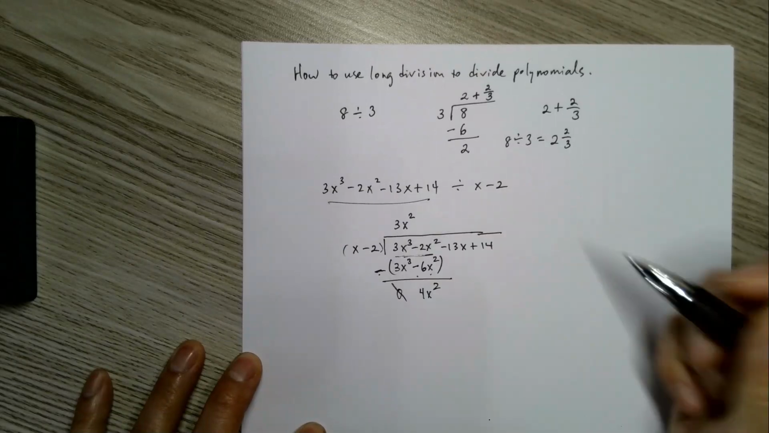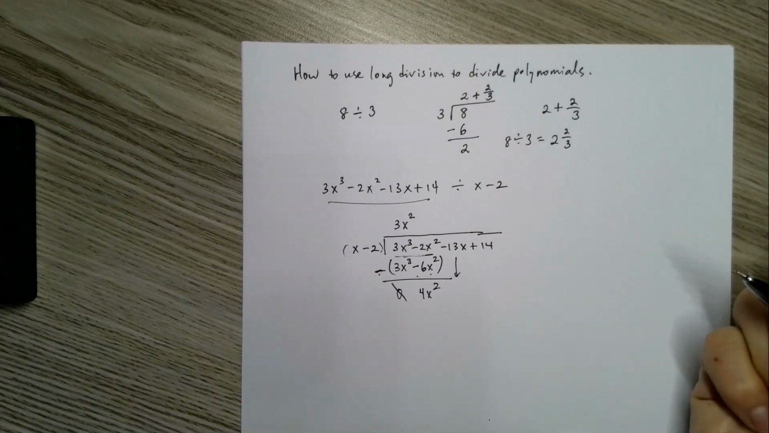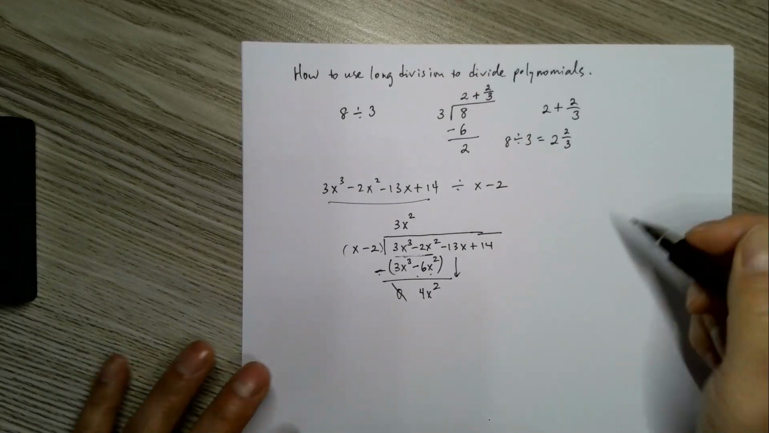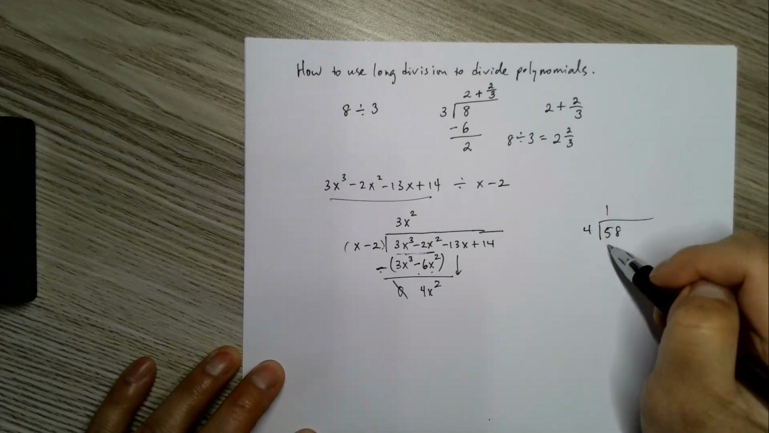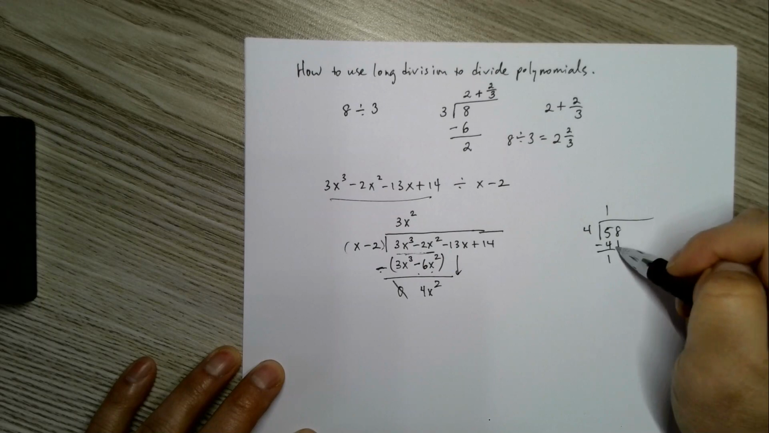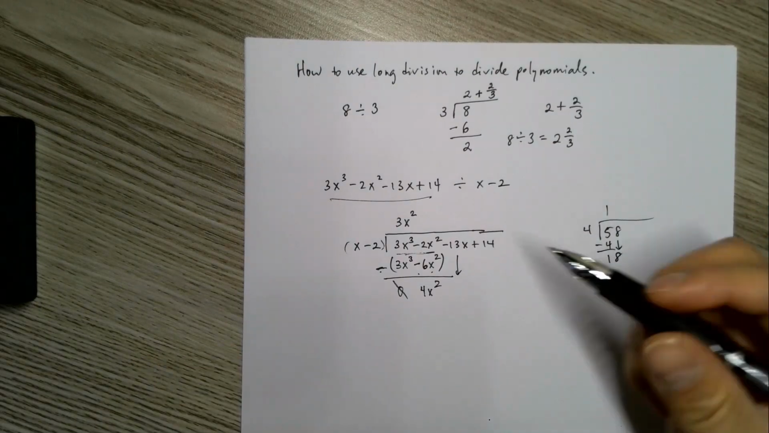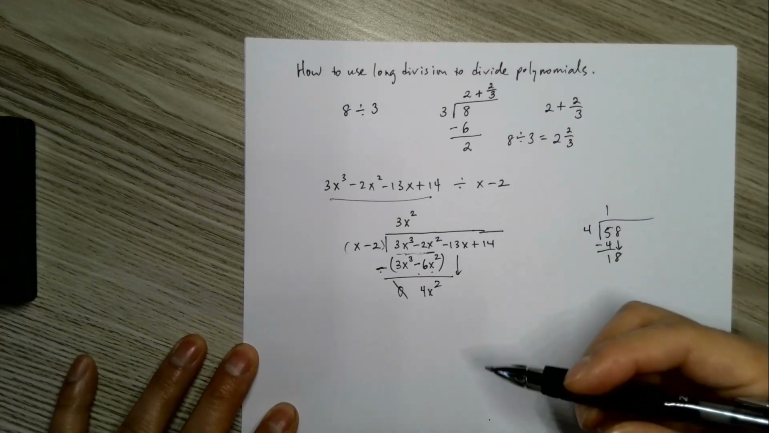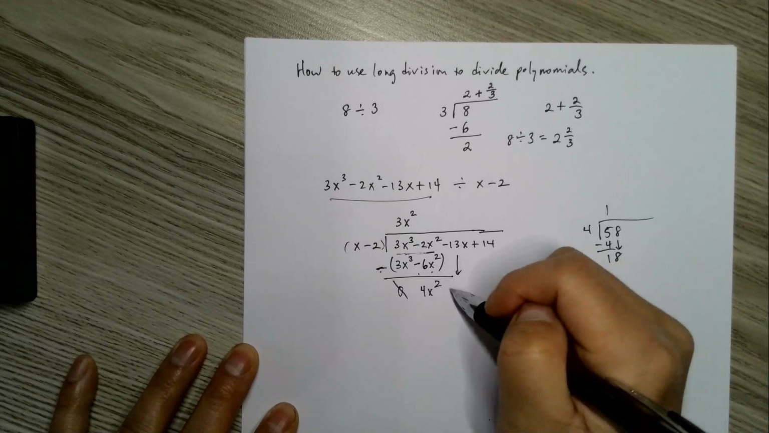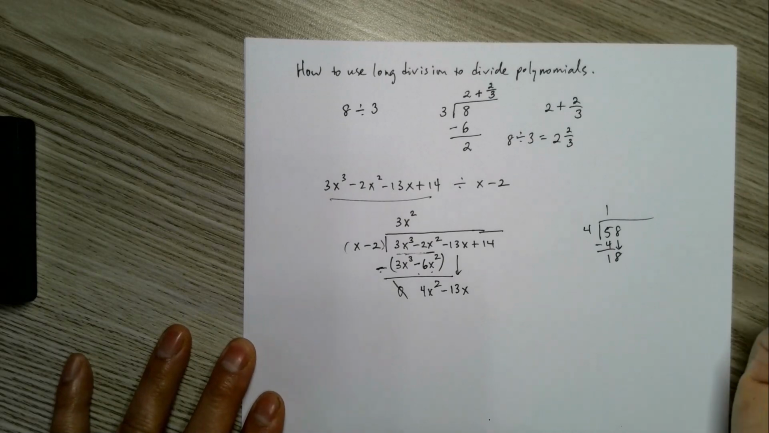And then I bring down the next. If I were doing long division with integers, that's what I would do, right? I would subtract, and I would bring down the next digit. So that's what I'm going to do here, except these aren't digits, these are terms. So I have to bring down the next term, which is a negative 13x, so minus 13x. And I do it all over again.